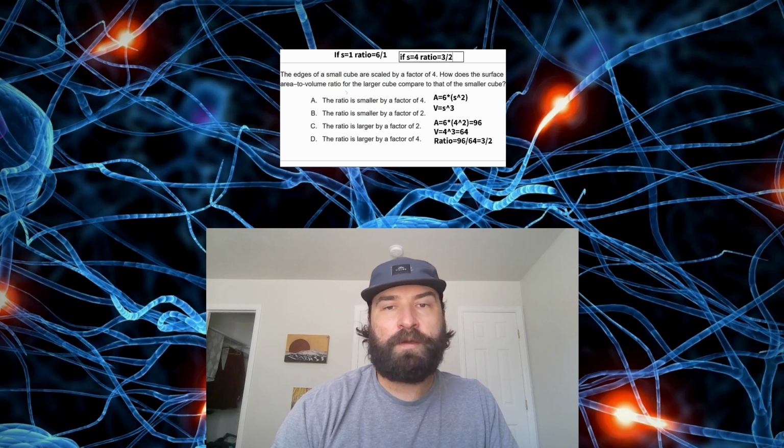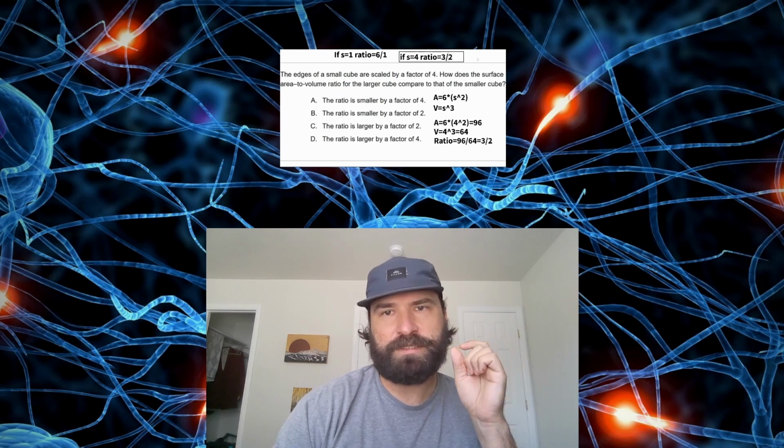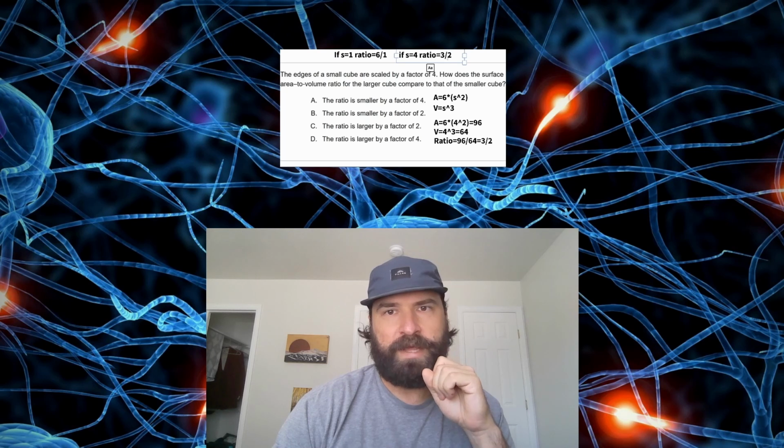And then they want us to compare the ratios. So how does the ratio compare for the larger cube compared to that of the smaller cube? So the ratio is smaller by a factor of 4. So the larger cube definitely has a smaller ratio, right? This is the larger cube. This is the smaller cube. 3/2 is definitely smaller than 6 over 1.